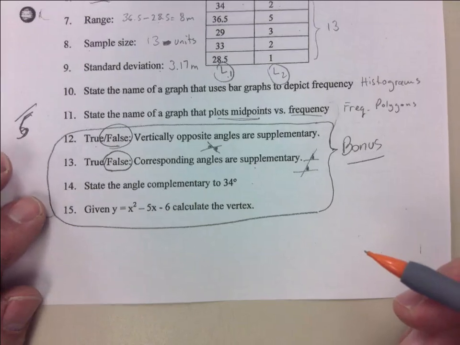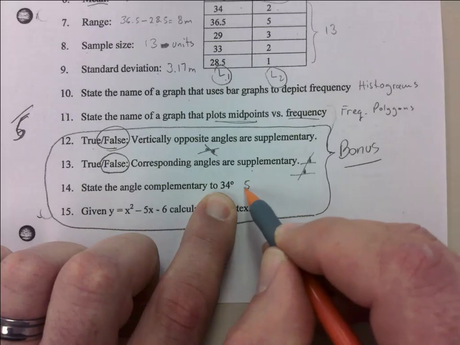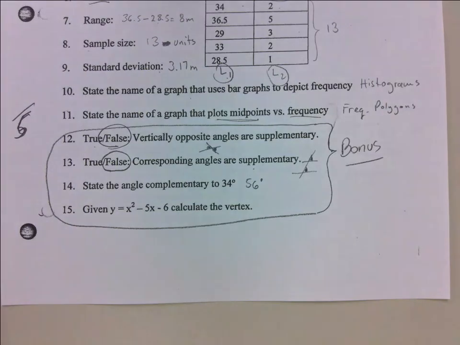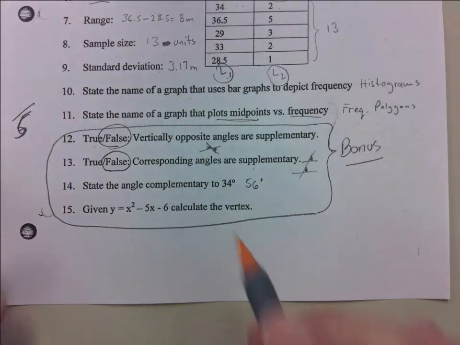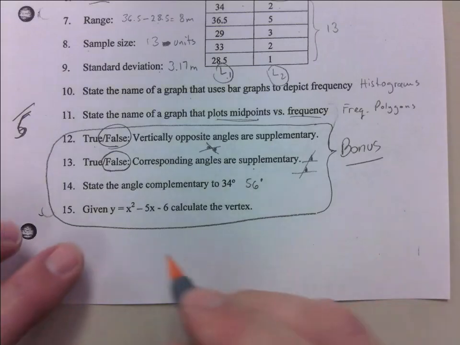State an angle that's complementary to this. It'd be 56 degrees. Complementary, it should add up to 90, okay? These are all bonus. If you didn't do them, it doesn't affect you.